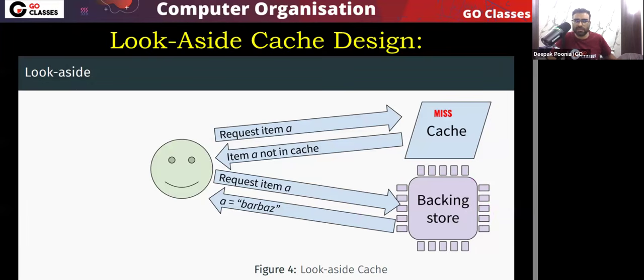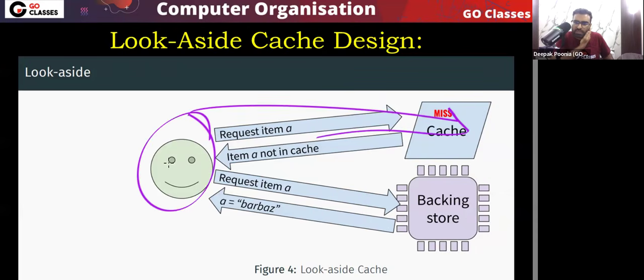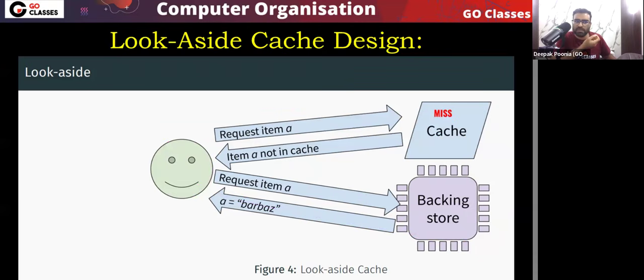But notice one thing here. If there is a cache miss, if the data is not available in the cache memory, then directly we are accessing the main memory, because for every memory request, the signal is going to the cache memory also and to the main memory also. Yes or no? So is this point clear?